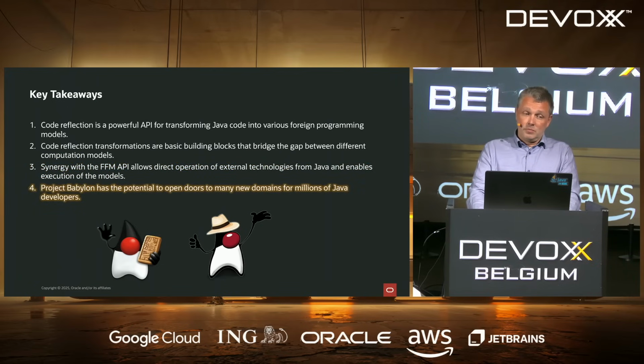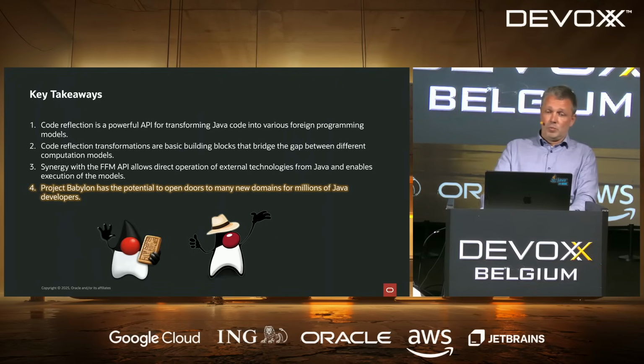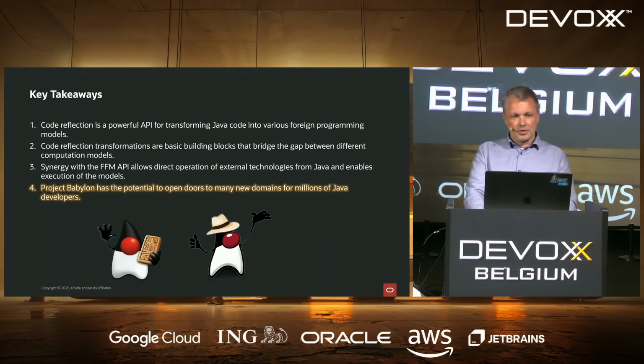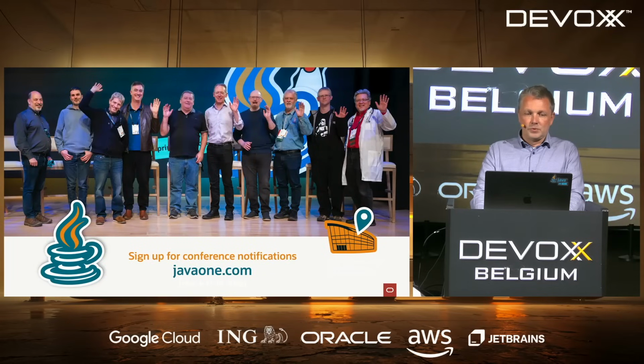From my perspective, Project Babylon opens doors for Java developers to many, many domains where Java is not yet so popular or not available at all. And construction of AI LLM models is just one of the cases. You can imagine many more such proofs of concept.